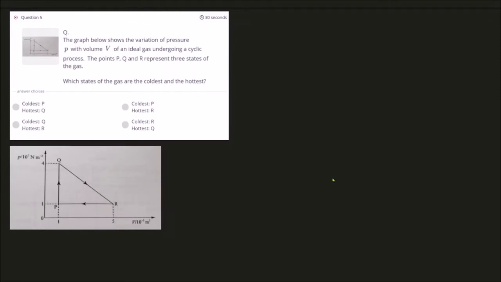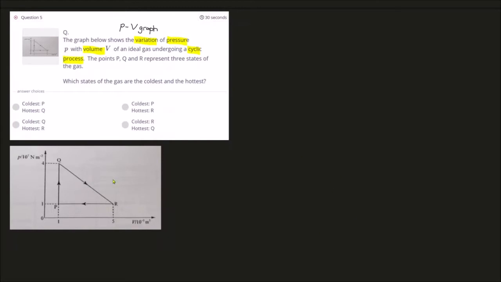Question 5. The graph below shows the variation of pressure P with volume V of an ideal gas undergoing a cyclic process. So when they say they are showing the variation of pressure and volume, they are just showing a PV graph of an ideal gas, and this ideal gas is undergoing a cyclic process. A cyclic process is the process where the initial state and the final state are the same state.